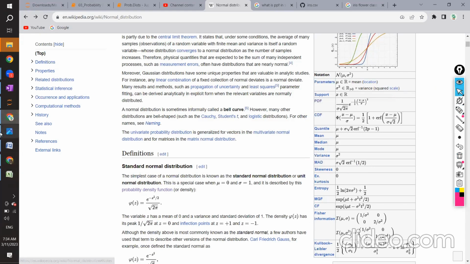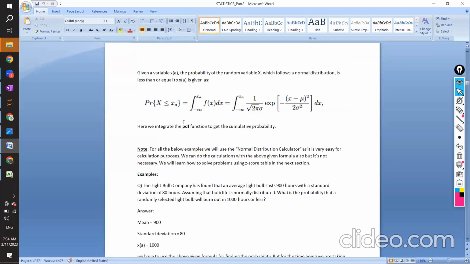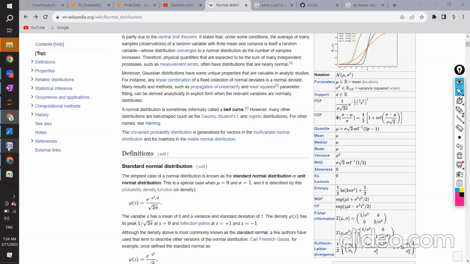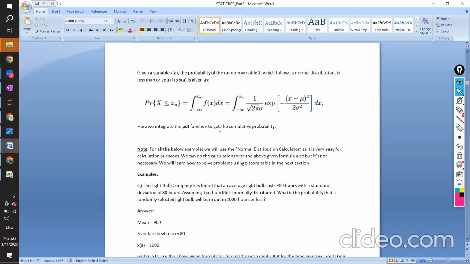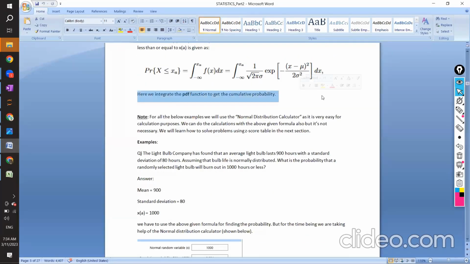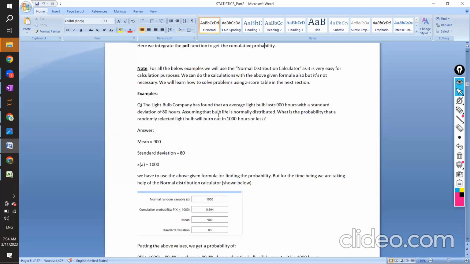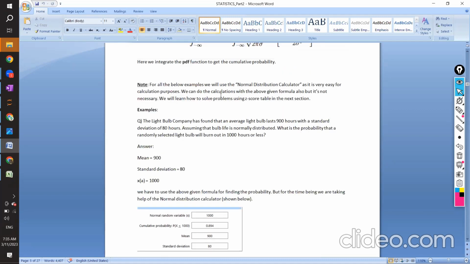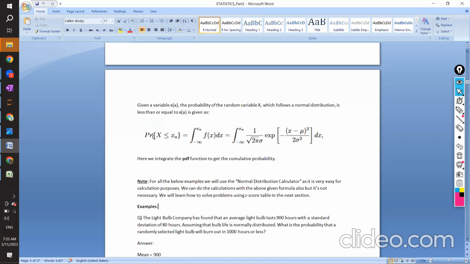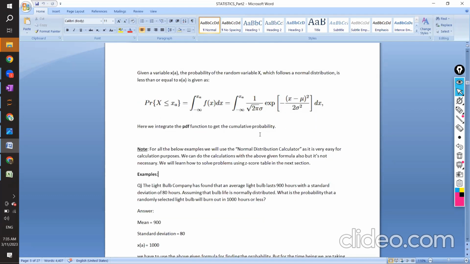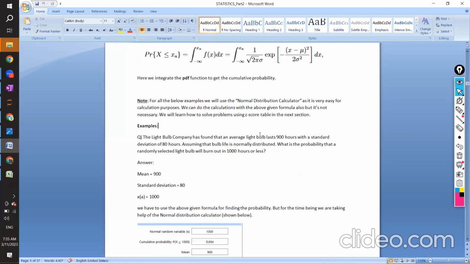Now with this understanding, this is a cumulative probability function. Don't get scared about this, it's a formula. When we integrate the PDF, you get the cumulative distribution. Now we'll see one example so that you have a practical understanding. For calculating this, we'll use something called a normal distribution calculator. Instead of putting in the values and solving this by hand, we already have an online calculator. We'll see it, but the question is interesting.